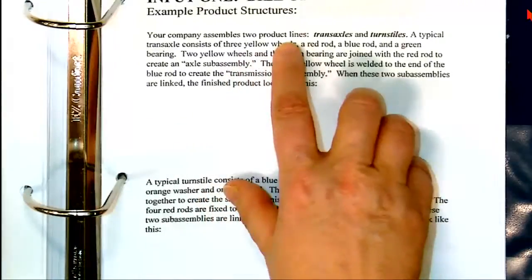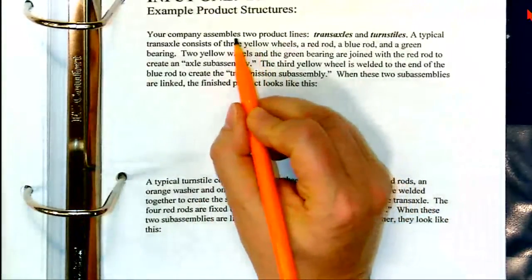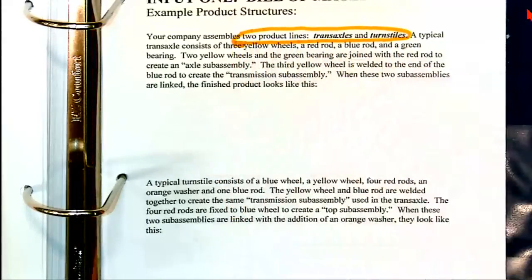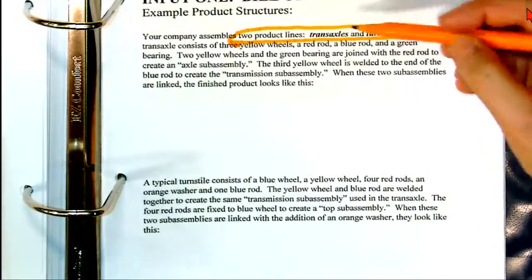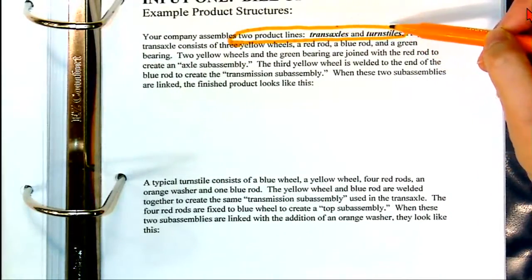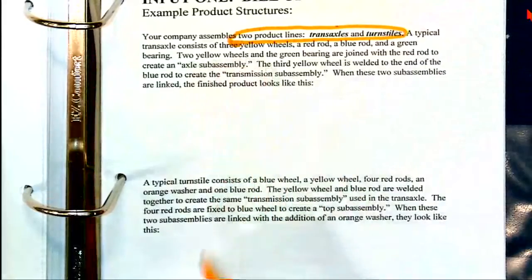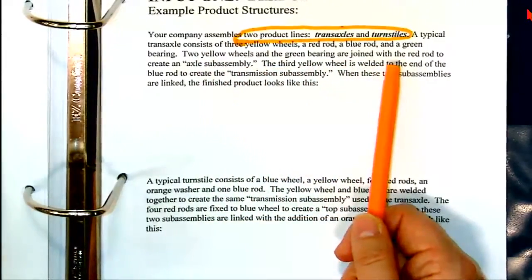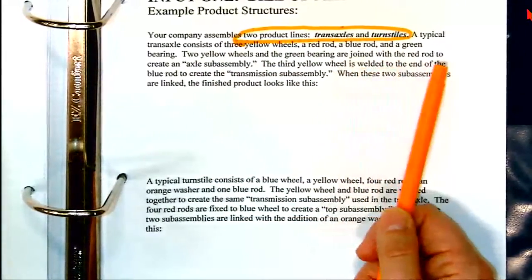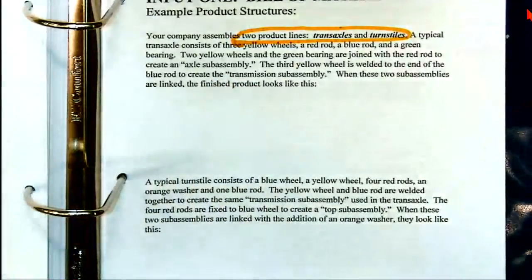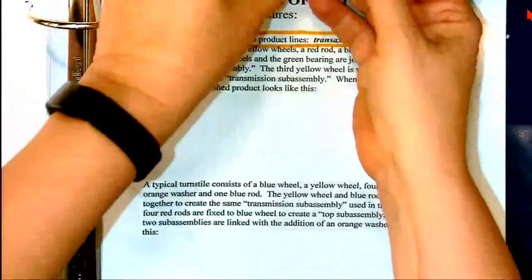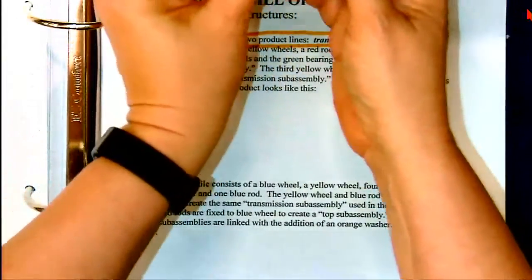Your company assembles two product lines. All right, so right away we're seeing that there are finished goods, because that's where the story begins with any bill of materials, and it sounds like there are two of them. Something called a transaxle, something called a turnstile. A typical transaxle consists of three yellow wheels, a red rod, a blue rod, and a green bearing. The two yellow wheels and the green bearing are, remember I told you it was a story, joined together with the red rod to create a so-called axle subassembly. The third yellow wheel is welded to the end of the blue rod to create a transmission subassembly.